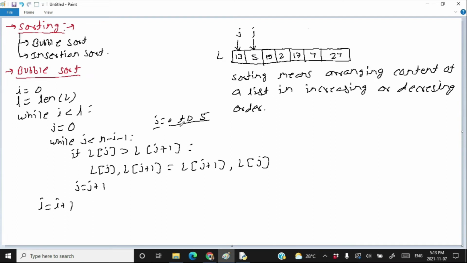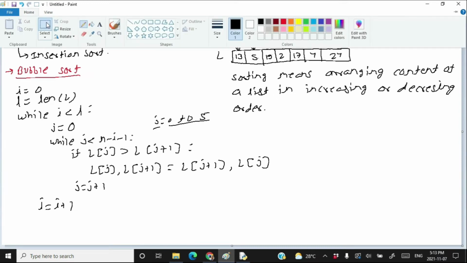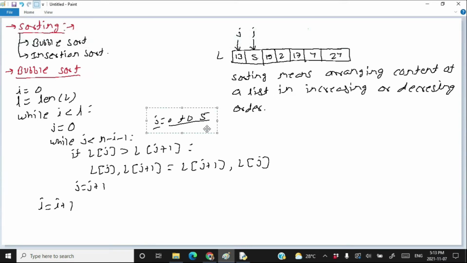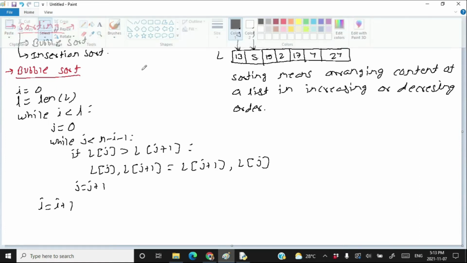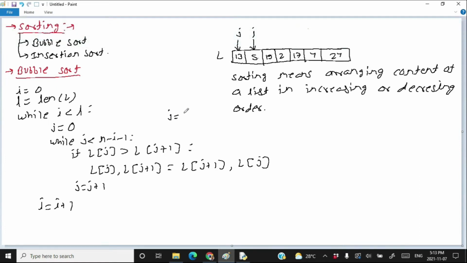So can you tell me what is the current range of j if i is 1? So j will start from 0 and go up to where? n is 7 here because there are a total of 7 elements in this list. 7 minus 1 minus 1, that is 5. That means it will go from 0 to 5. Earlier it was from 0 to 6. Now it will go from 0 to 5. Of course, 0 to 5 means 1 less than 5.